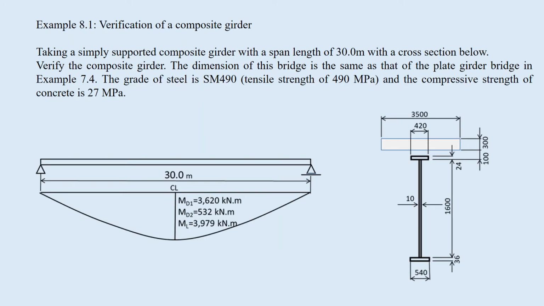Example 8.1 Verification of a composite girder. Take a simply supported composite girder with a span length of 30 meters with a cross-section in this figure. Verify this composite girder. The dimension of this bridge is the same as that of the plate girder bridge shown in example 7.4. The grade of steel is SM490, tensile strength of 490 megapascal, and the compressive strength of concrete is 27 megapascal.